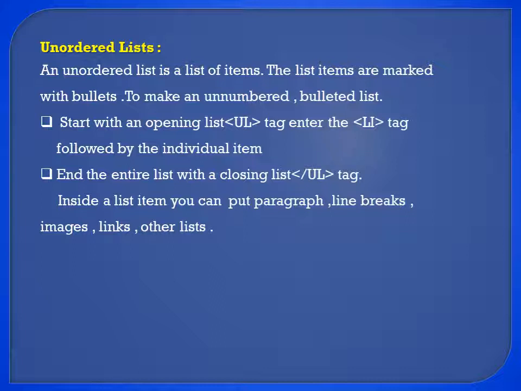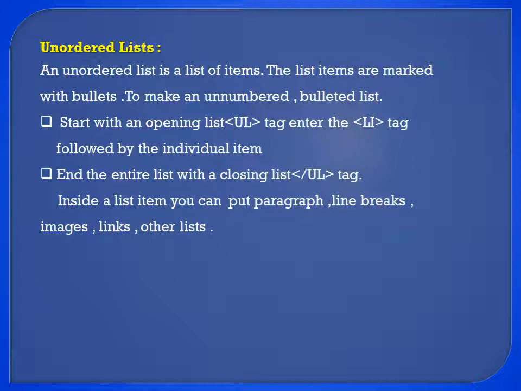In the ordered list we are going to use numbers, but here in the unordered list, to mark the list item we are using bullets. It starts with an opening list tag, that is the UL tag. We have seen a number of tags. So for the unordered list we are using the UL tag. Then enter the li tag followed by the individual item.